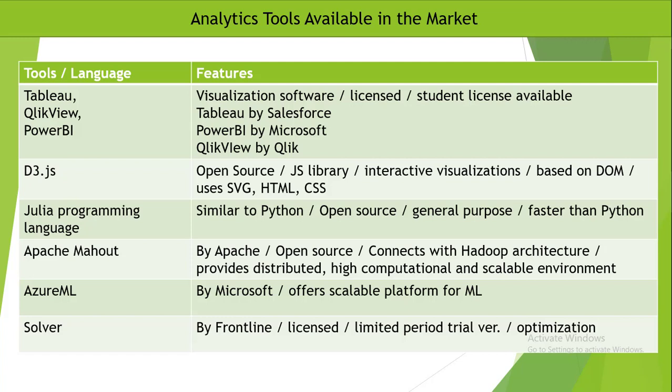D3.js is not a software, but a kind of library, a JavaScript library. It's open source. Using that JavaScript library, D3.js, we can create interactive visualization dashboards on the web, right? It's based on the document object model. We bind data and connect it with different objects, right? It uses scalable vector graphics, which is SVG, HTML, and CSS, which is cascading style sheets.